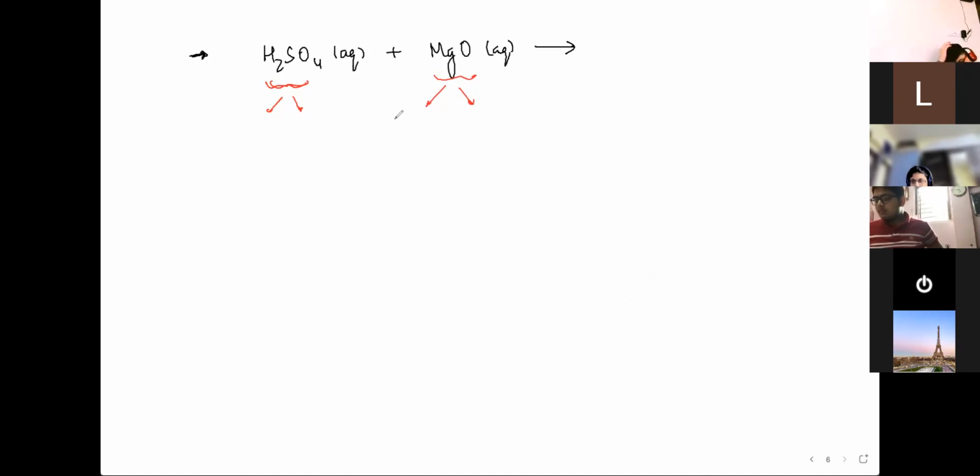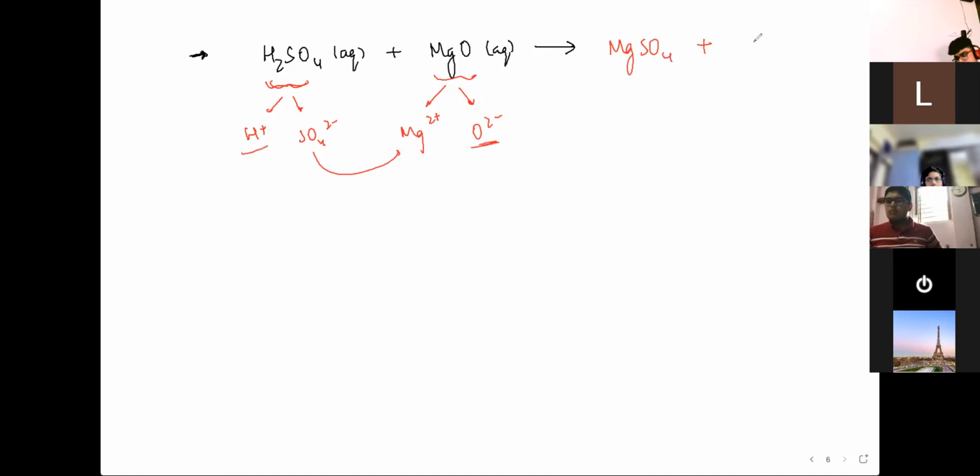Very good. Basically the ions get exchanged: H plus, SO4 2 minus, Mg2 plus, and O2 minus. So Mg and SO4 combine to form MgSO4, magnesium sulfate. And instead of hydrogen gas, because you got the oxide ion also, you get water as the additional product. Nice.